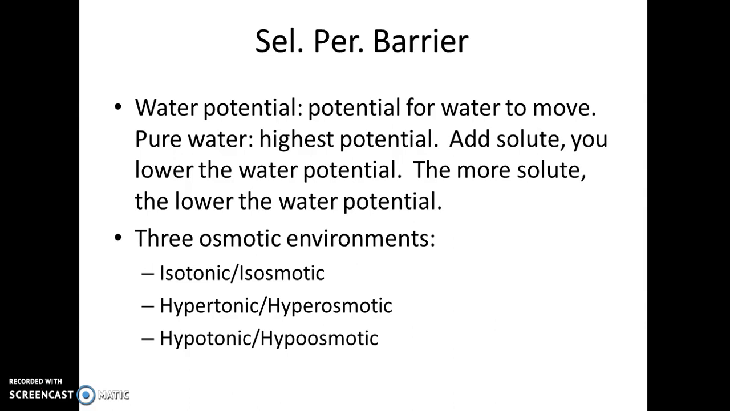When we talk about osmosis, we need to focus on three osmotic environments: isotonic or isoosmotic, hypertonic or hyperosmotic, and hypotonic or hypoosmotic. And that is not a typo. There are actually two O's there. Hypoosmotic.